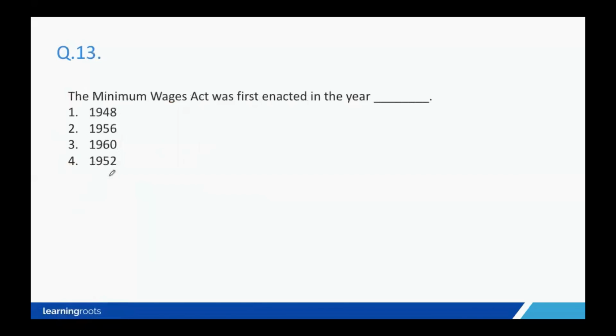Minimum Wages Act was first enacted in the year of, again, something that you need to know or ideally you should know. But this is more of a know it or you don't kind of a question. It's almost impossible to guess from the options. So 1948 is the answer in this case.